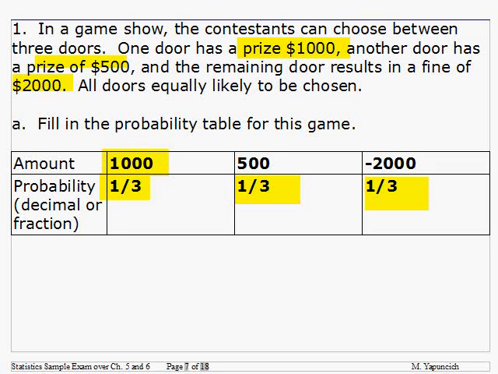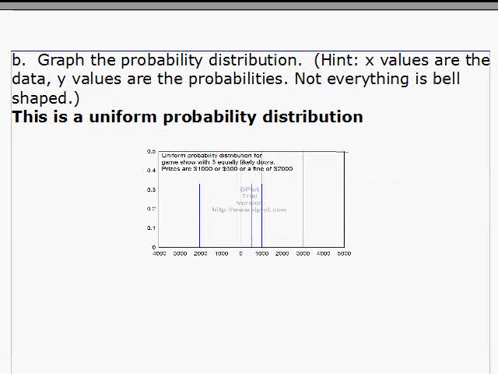The amount behind one door is $1,000. The amount behind another door is $500, and the amount behind the wrong door is negative $2,000, because you're fined, you have to pay it. Then you need to graph that probability distribution.